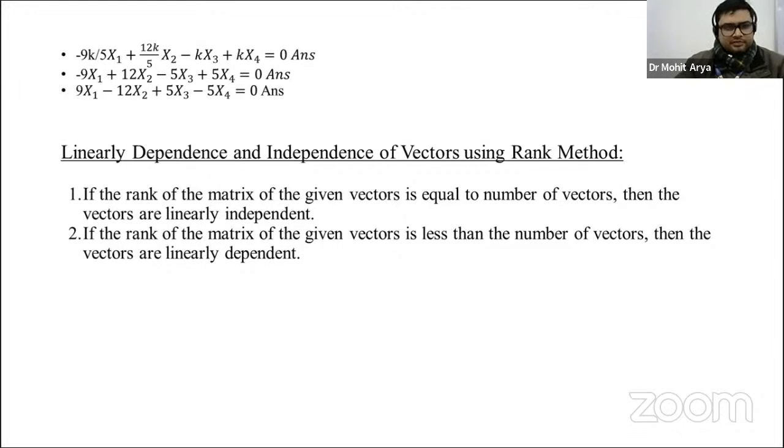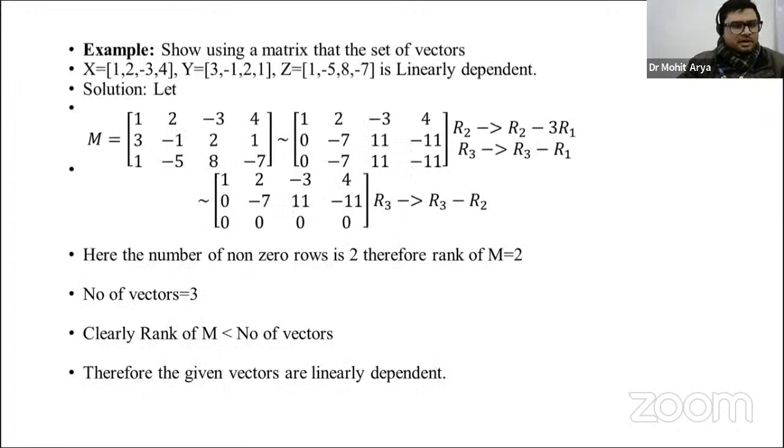We see that if the rank of the matrix of the given vectors is equal to the number of vectors, then the vectors are linearly independent. The second point is that if the rank of the matrix of the given vectors is less than the number of vectors, then the vectors are linearly dependent. Okay, we will see that with the use of an example.